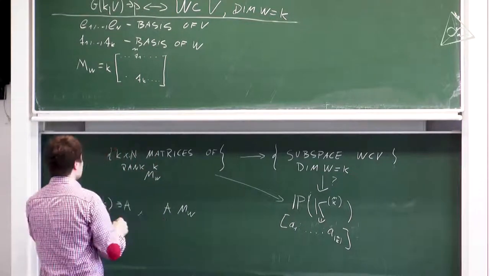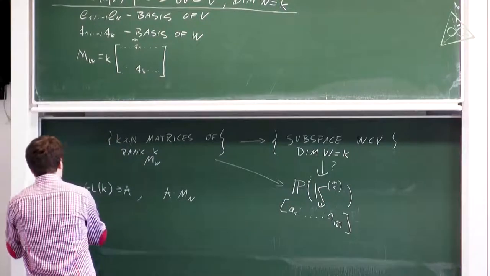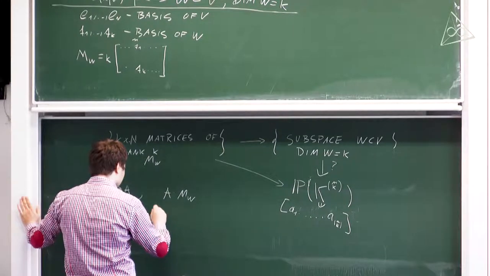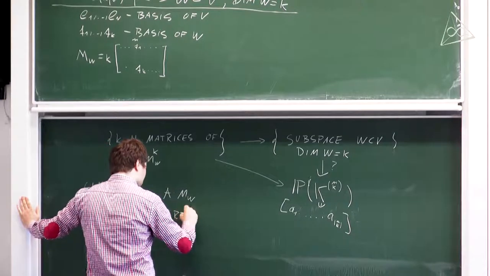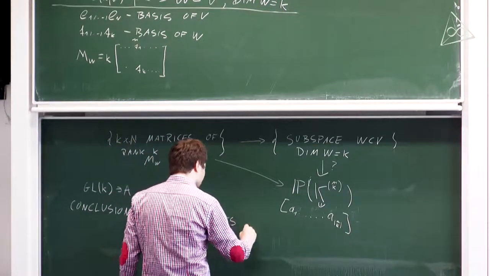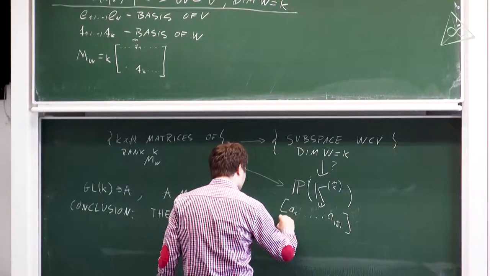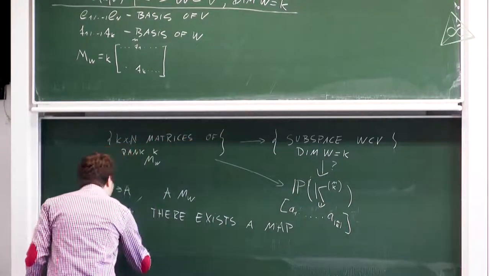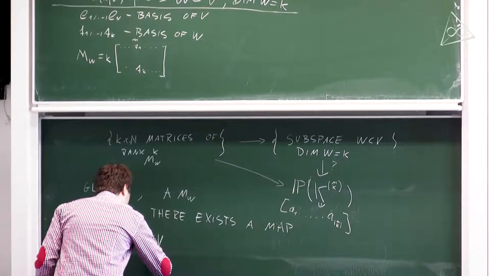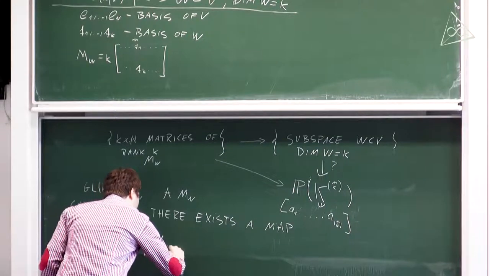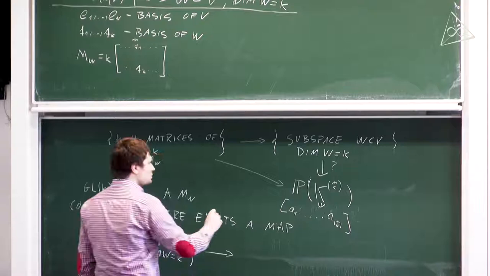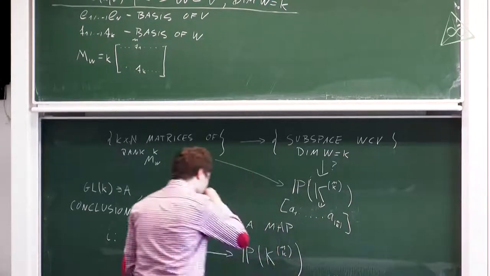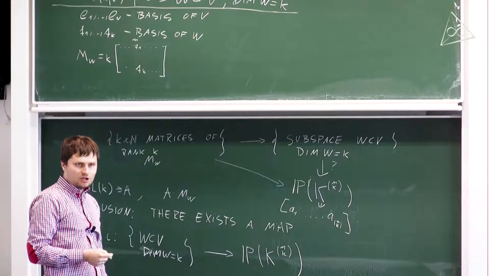So the conclusion of this discussion is as follows. There exists a map, let's call it I, going from the set of all subspaces to P, K, n choose K, given by taking all maximal minors.